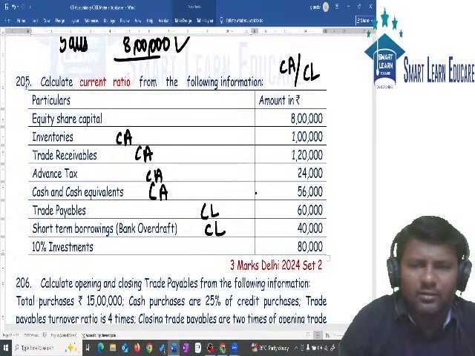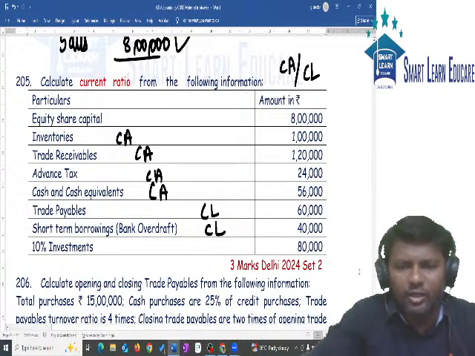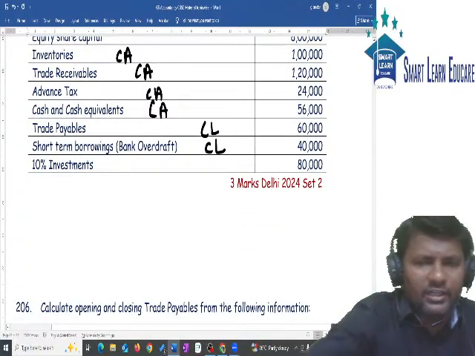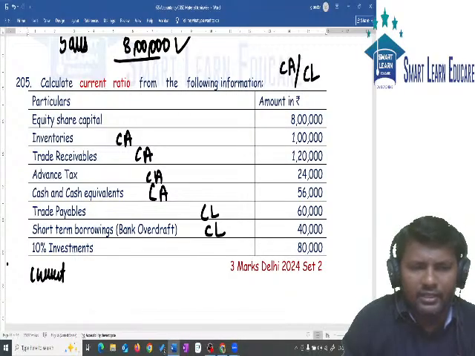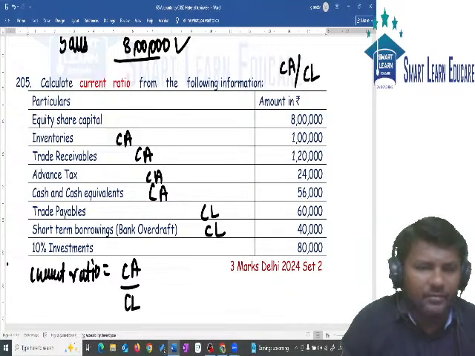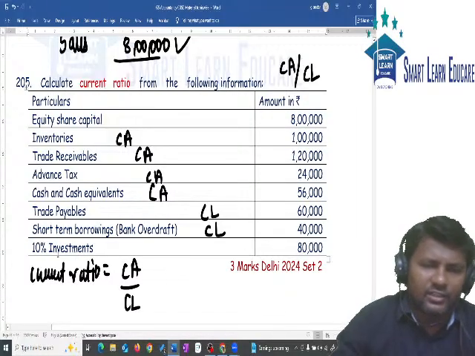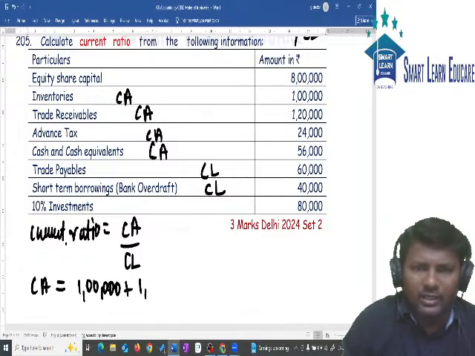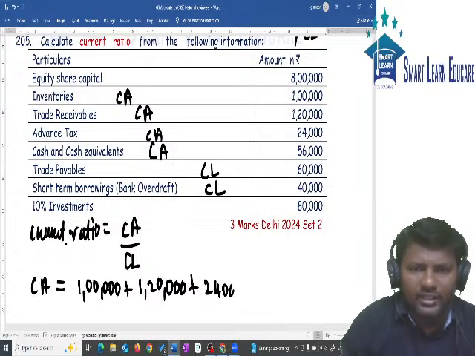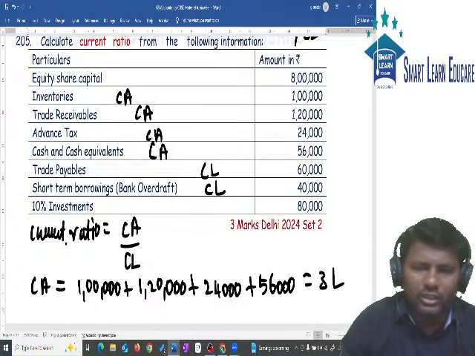1 lakh. So in the exam, when you present, you should write all the things separately. First you should write the ratio formula. What is the formula? Current ratio is equal to current asset divided by current liability. Then you should write what and all are current assets. So 1 lakh is a current asset, plus 1 lakh 20 trade receivable, plus 24,000 is a current asset, plus 56,000 is also current asset. So the current asset total is 3 lakh.